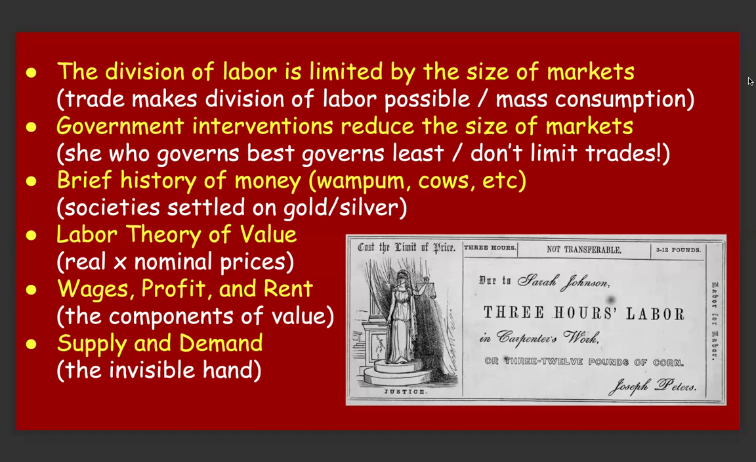All right. So that's the first chapter. Then how he starts the book: trade makes division of labor possible, but it is the division of labor which explains and generates the wealth of nations. It's true that it requires trade, but it's not trade that makes you rich, like mercantilists thought. It's the division of labor, right?